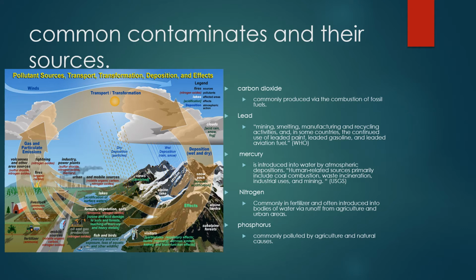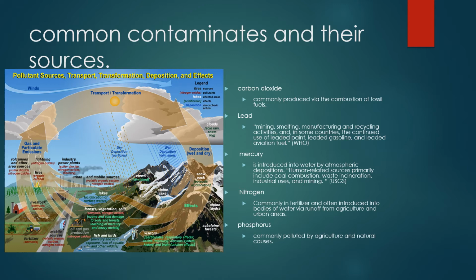Common contaminants and their sources. On the left here, I have a diagram showing some of the natural and man-made sources of these things. Carbon dioxide, commonly produced via the combustion of fossil fuels. Lead is commonly produced via mining, smelting, manufacturing, and recycling activities, and in some countries, the continued use of leaded paint, leaded gas, and leaded aviation fuel.